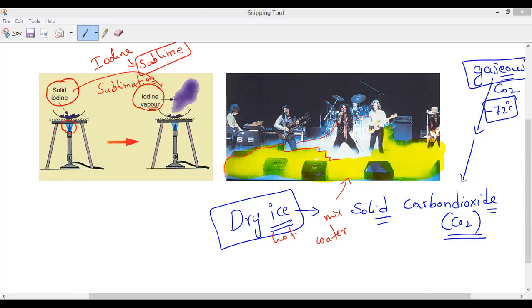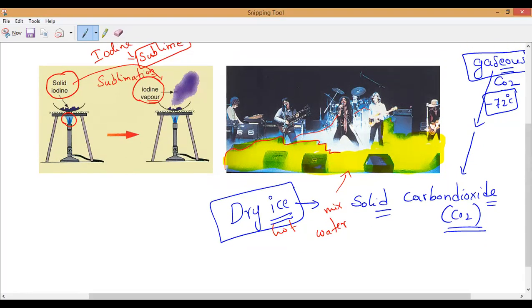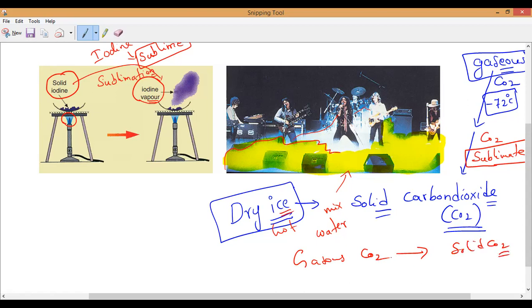What is dry ice, guys? Solid carbon dioxide. Remember, when I am manufacturing solid dry ice, that is carbon dioxide, by that time CO2 is called the sublimate. When gaseous CO2 is converting into solid CO2, it is by a cooling process. That is why CO2 is the sublimate here.